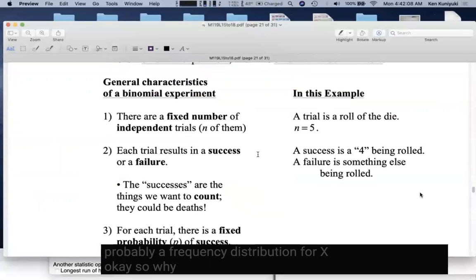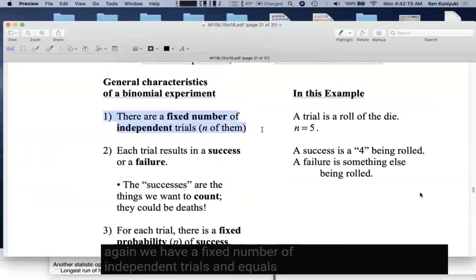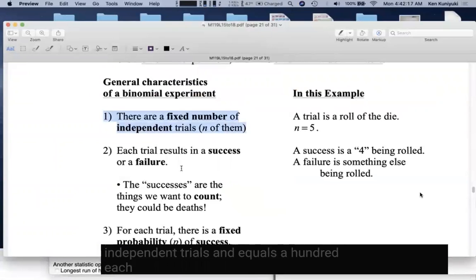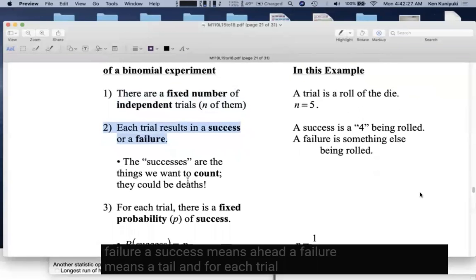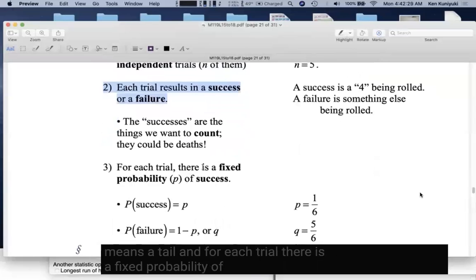Okay, so why do we have a binomial experiment in the coin situation? Because again, we have a fixed number of independent trials, n equals 100. Each trial results in a success or a failure. A success means a head, a failure means a tail. And for each trial, there is a fixed probability of success. For a fair coin, p equals 1/2, and that does not change. The coin is not made of bread. P stays at 1/2. It's made of solid metal. Okay, p is 1/2, q is 1/2.